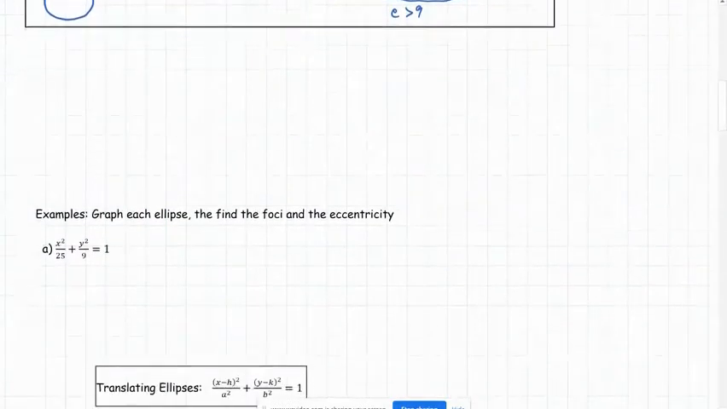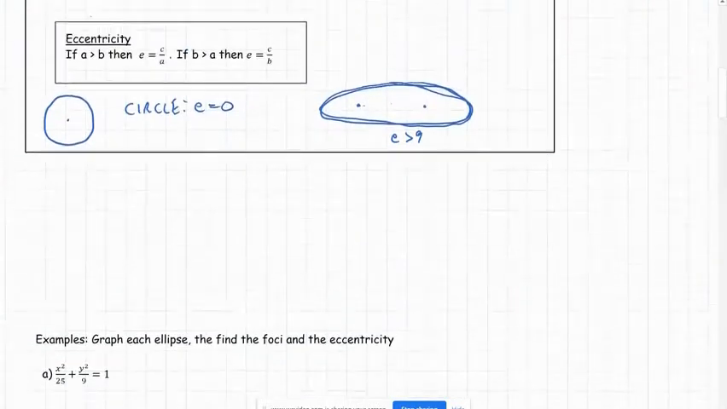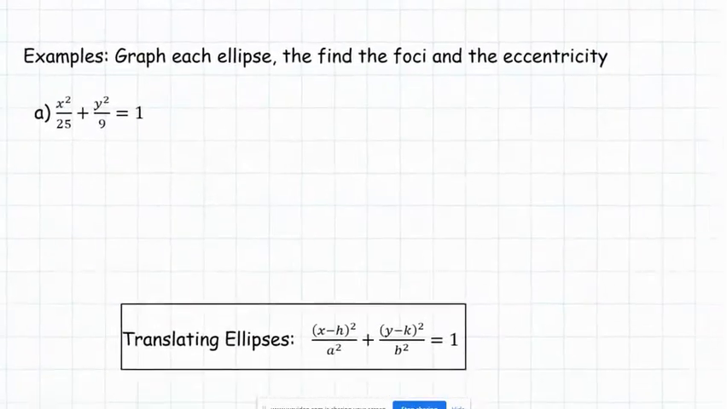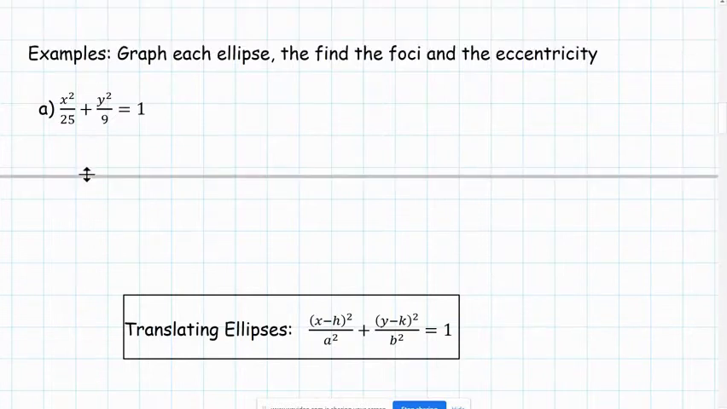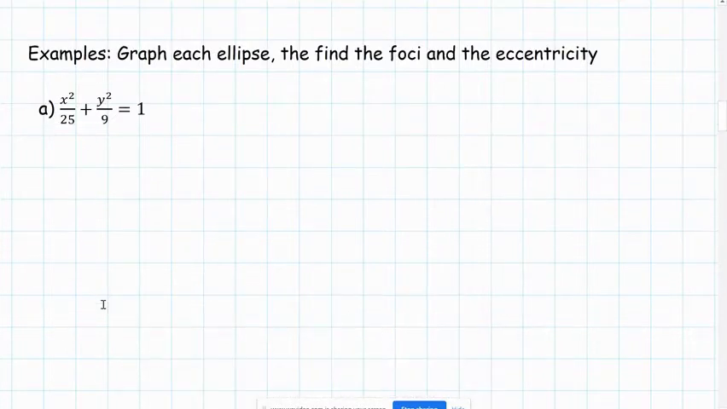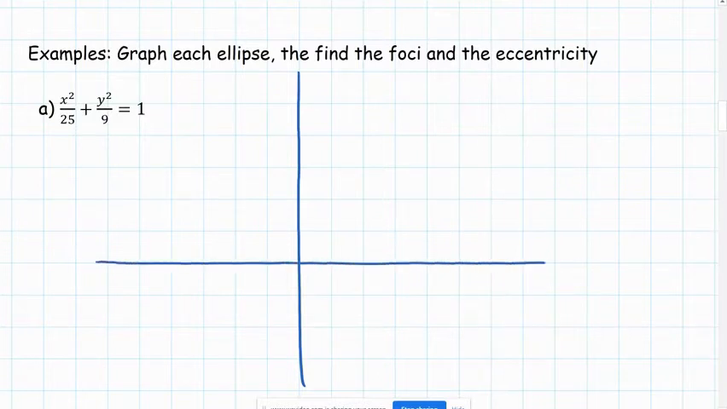Okay, so we'll do a couple examples of graphs. So in this first example, go ahead and take a moment and copy this down. Okay, so this one is centered at the origin, because it's just x squared over a squared plus y squared over b squared equals 1. So that's centered at the origin. And so this is 5 squared.